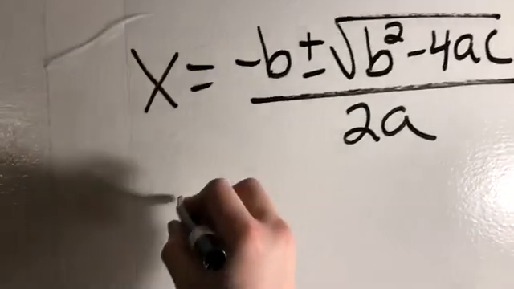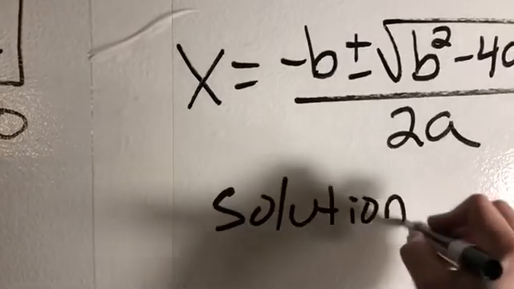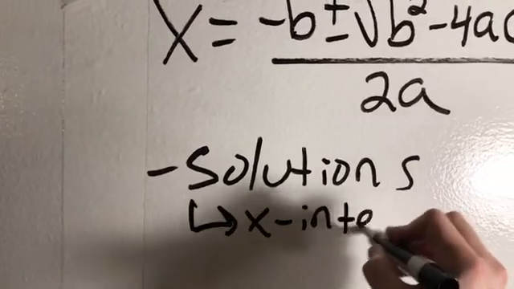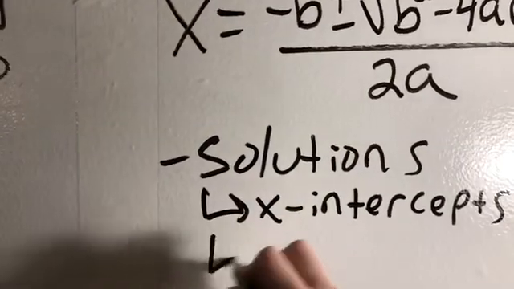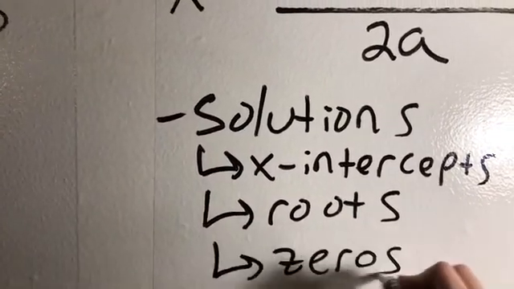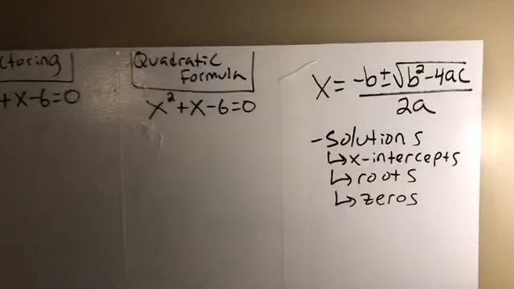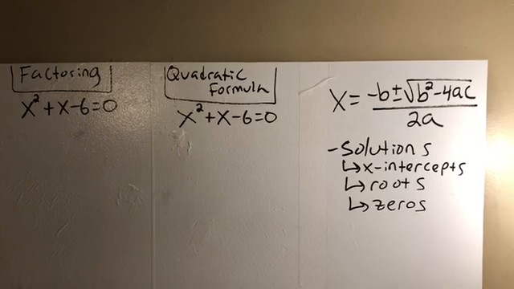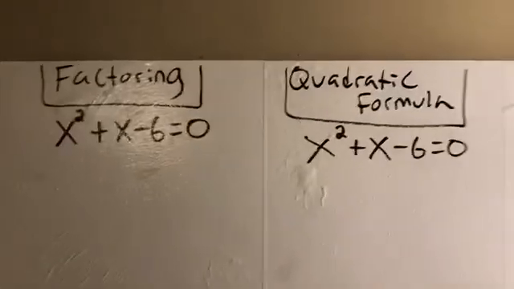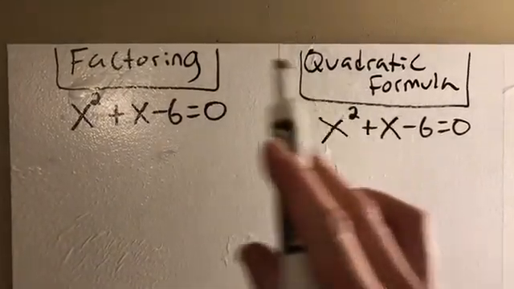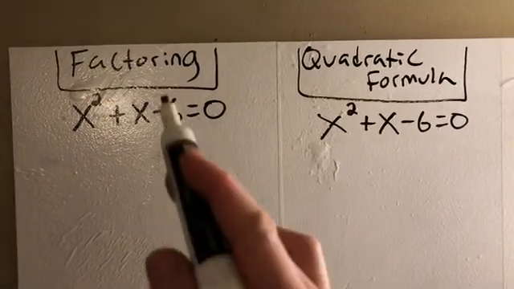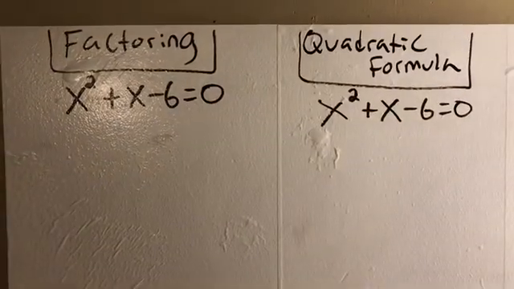Now, once again, this is still another strategy to find the solutions of a quadratic. The solutions are the same as the x-intercepts if you graphed this. We can also call these the roots, or we can call these the zeros. So once again, factoring and quadratic formula are different strategies to get to the same answer, to get to your solutions. So we're first going to solve these problems with both factoring and the quadratic formula so you can see that they get the same answer. On day 2 and day 3 though, factoring will be impossible and only the quadratic formula can be used.